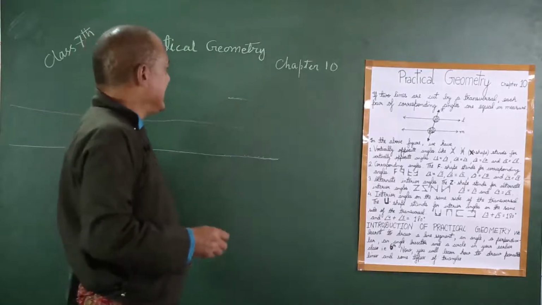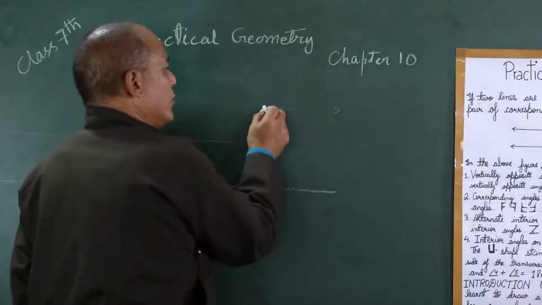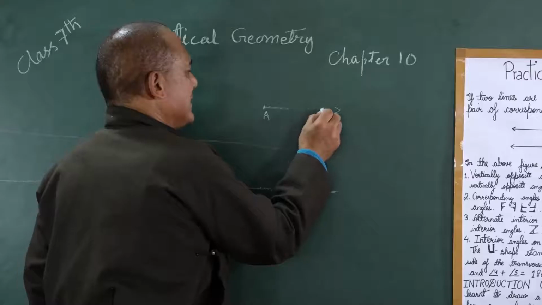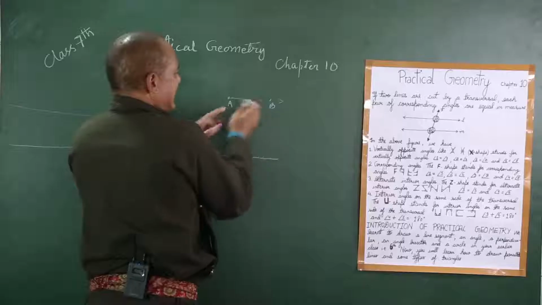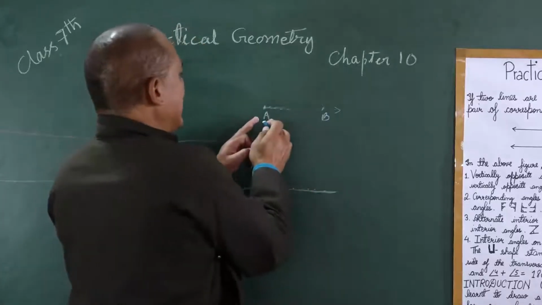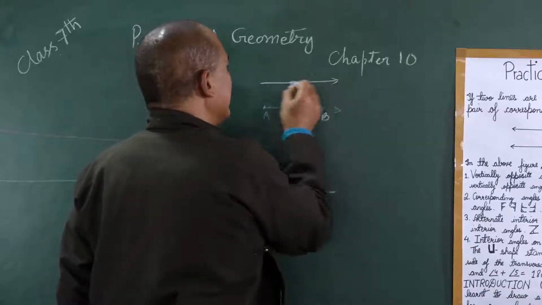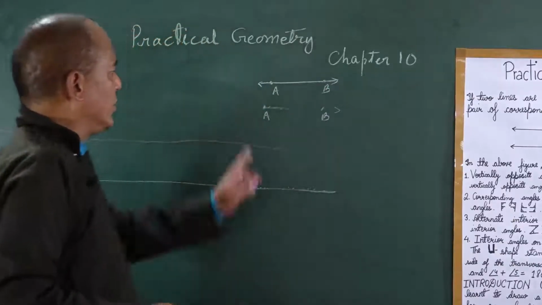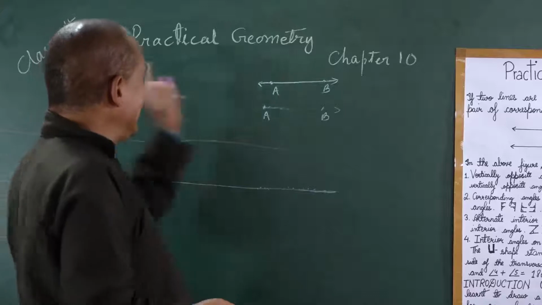This line extends in one direction, and that is called a ray. For example, this is A and this is B. A to B is a segment, a part of a line. When this segment extends beyond A and beyond B, that is called a line. So when we talk about a line, it extends beyond A and it extends beyond B.